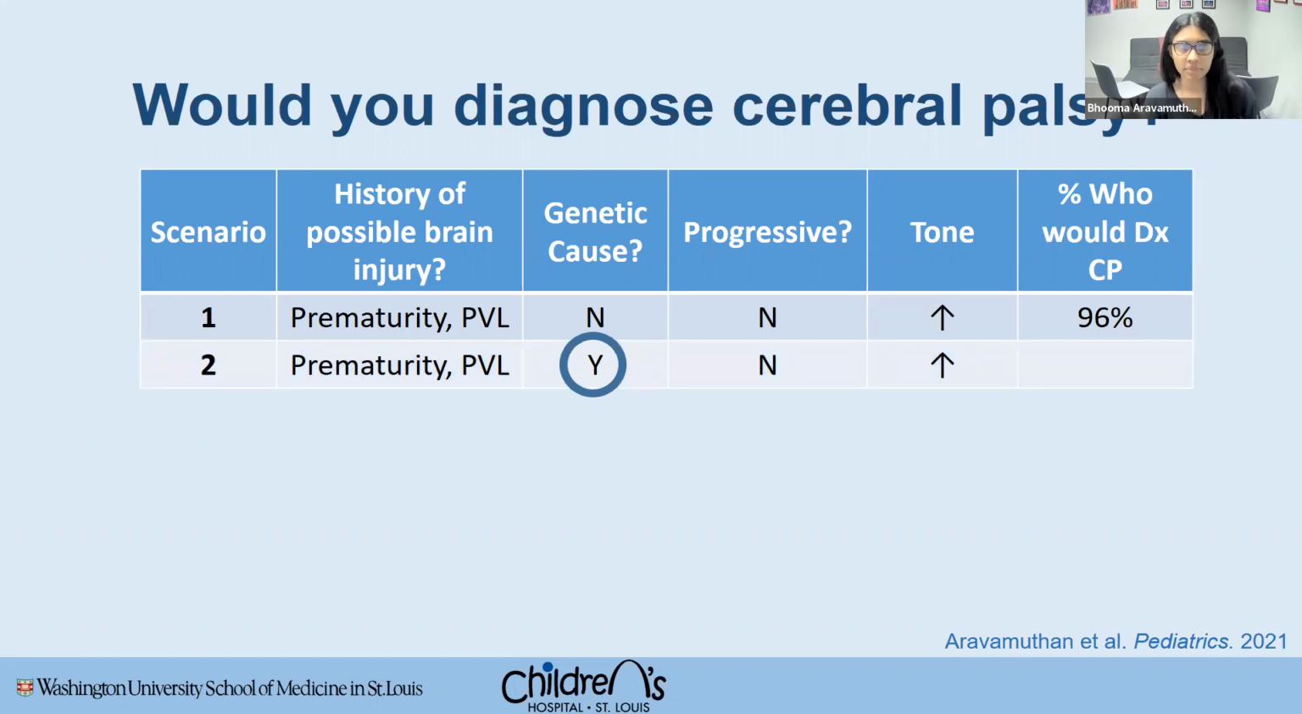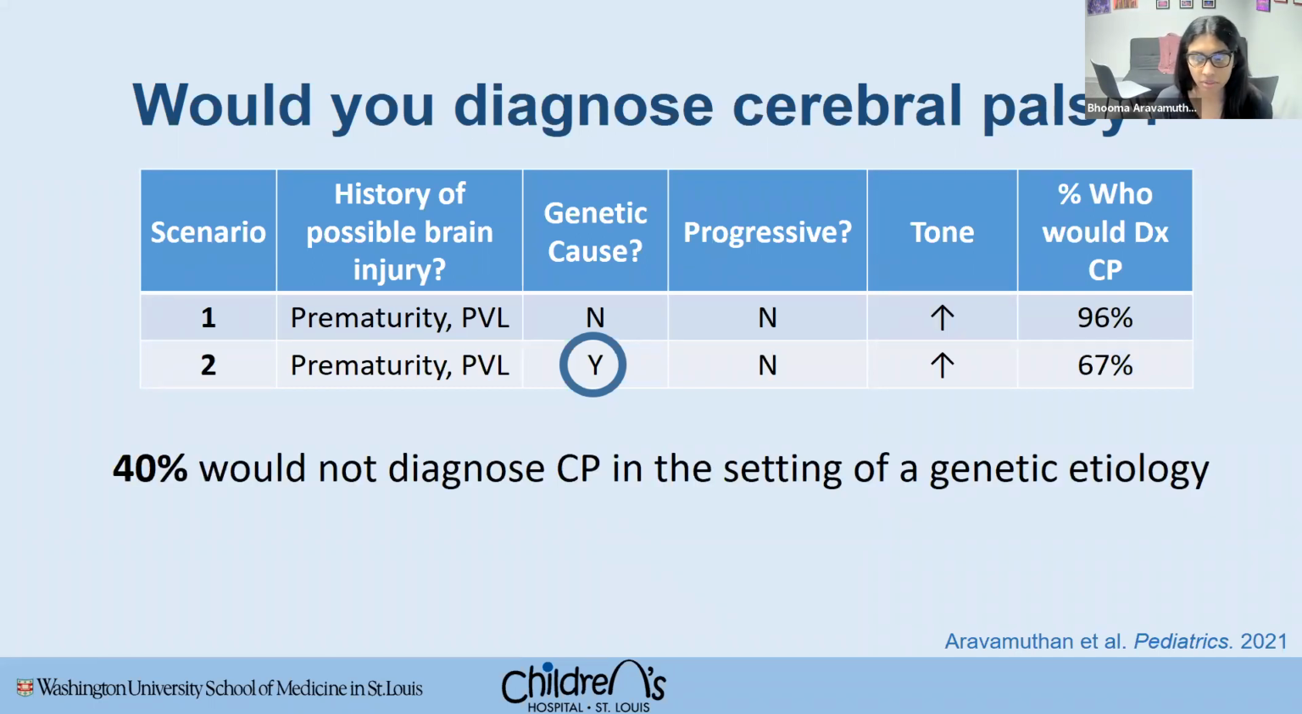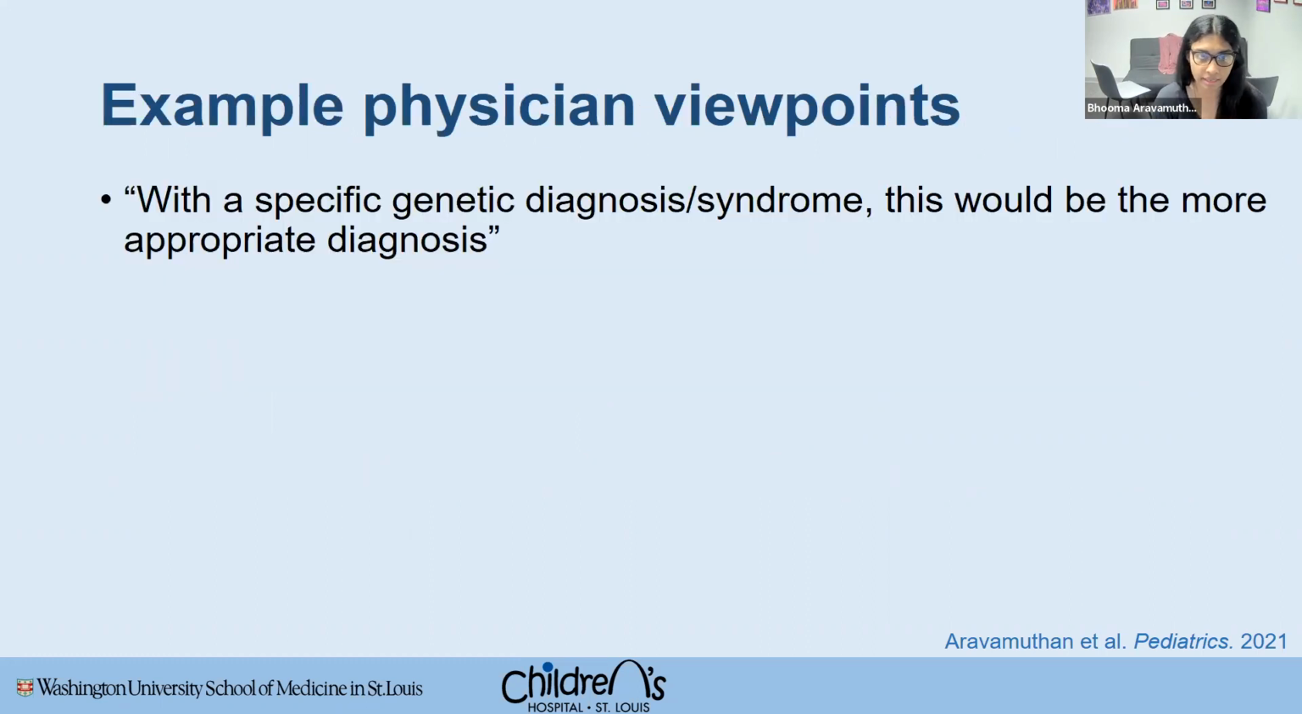In the second scenario, same sort of background, so a 5-year-old child presenting with difficulty walking. All of the other features were the same. So again, prematurity, PVL, not progressive. This kid had spastic diplegia, just like the first child, but a genetic cause was identified in that child that could present with a very similar phenotype. In this situation, only 67% would diagnose that child with CP. And if we ask people specifically why, 40% said they would not typically diagnose CP in the setting of a genetic etiology.